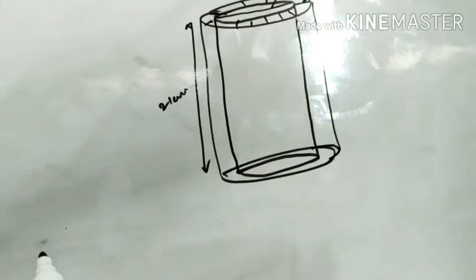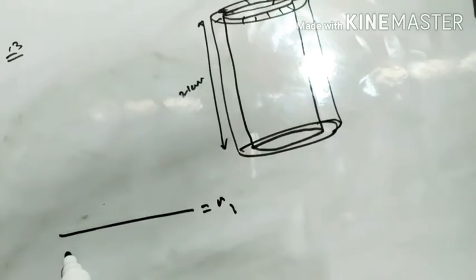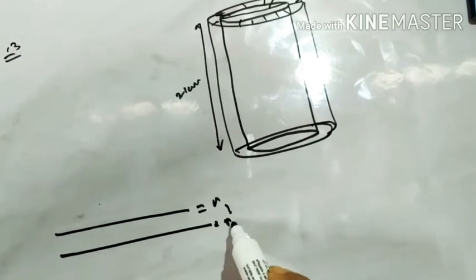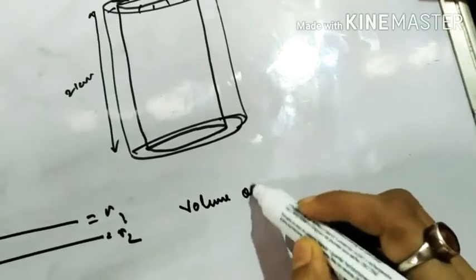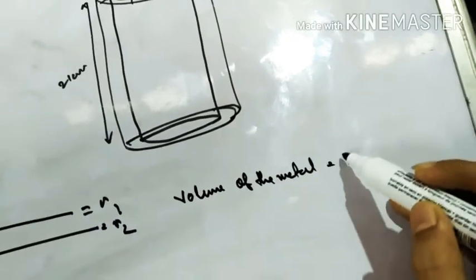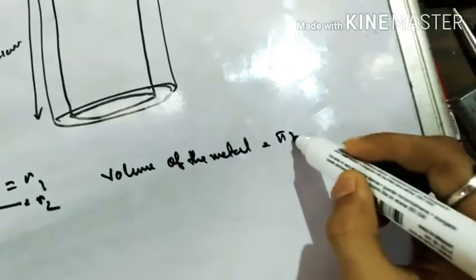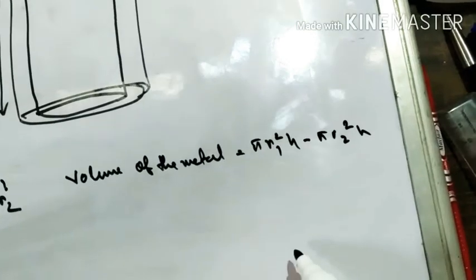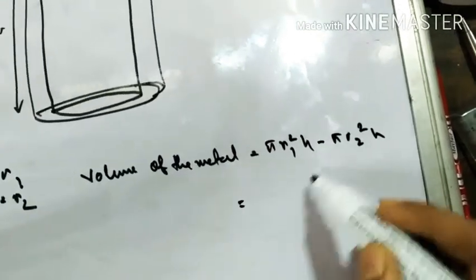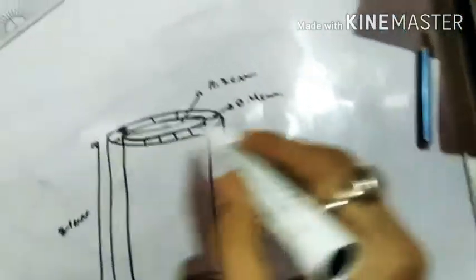So in here first of all I will have to let the radius of the outer cylinder be r1, and let the radius of the inner cylinder be r2. Then volume of the metal equals volume of the outer cylinder minus volume of the inner cylinder. Volume of the outer cylinder is pi r1 square h, height will be the same, minus pi r2 square h. From here pi h you can take common, and I will get r1 square minus r2 square.